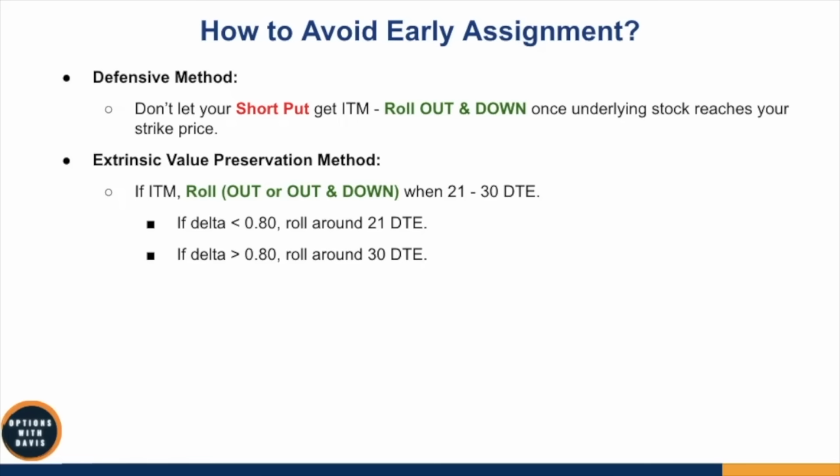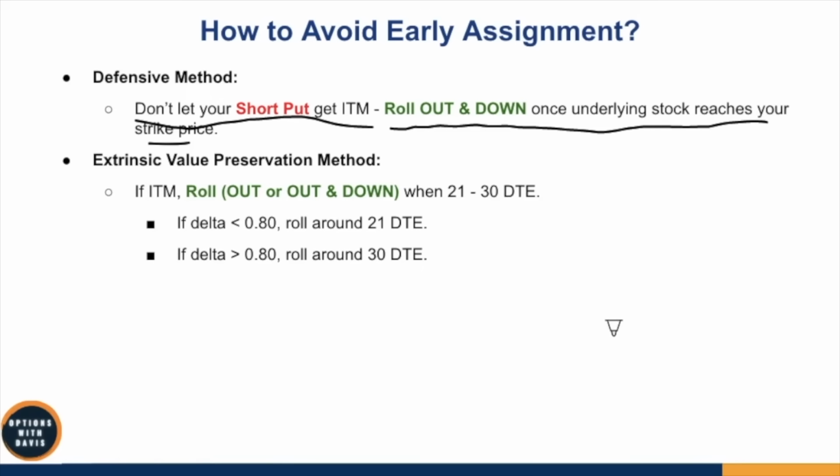How do you avoid early assignment? So there are 2 methods, right? The first method is a defensive method. That means you do not want to let your short put get in the money. So if you don't want to let your short put get in the money, that's when you will roll out and down once the underlying stock reaches your strike price.